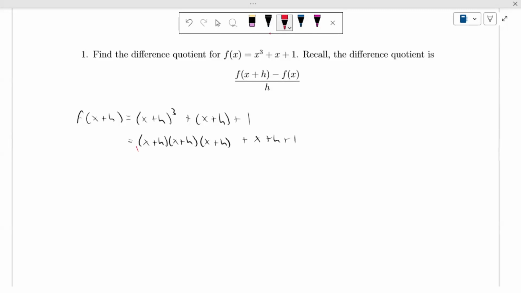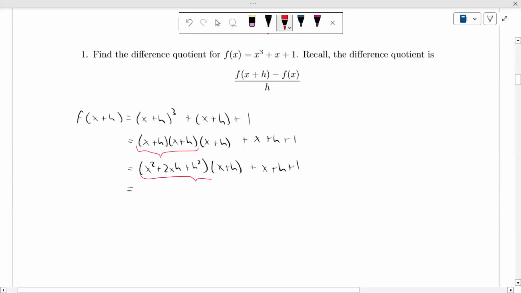We're going to FOIL it out, starting with just these two. So we're going to FOIL that part out first, and when we do that, we get x squared plus 2xh plus h squared, right? But we still have this other copy of x plus h that we have to deal with. Now we can FOIL these out, the same thing as before. We do first times first, first times second, then second times first, second times second, and then third times first, third times second, right?